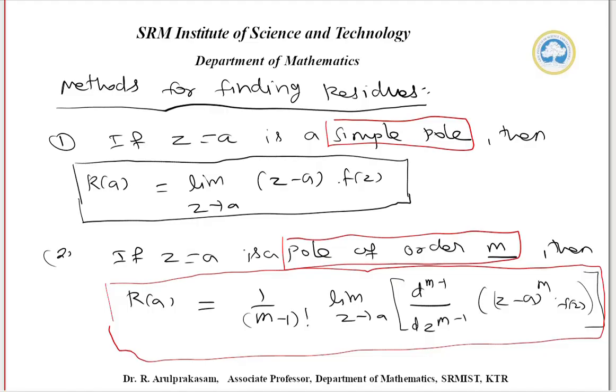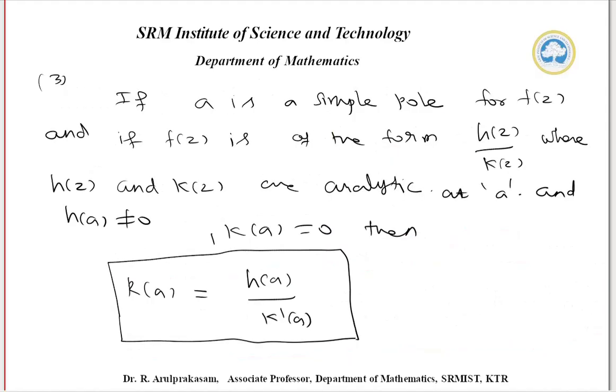So into (z minus a) to the power m into f of z. And the third one is: suppose I have the function f of z in the form of h of z by k of z. The condition is that h of z and k of z are analytic at a point a, and also h of a is not equal to 0 and k of a is 0. Then the residue about the point a is directly h of a divided by k dash of a.